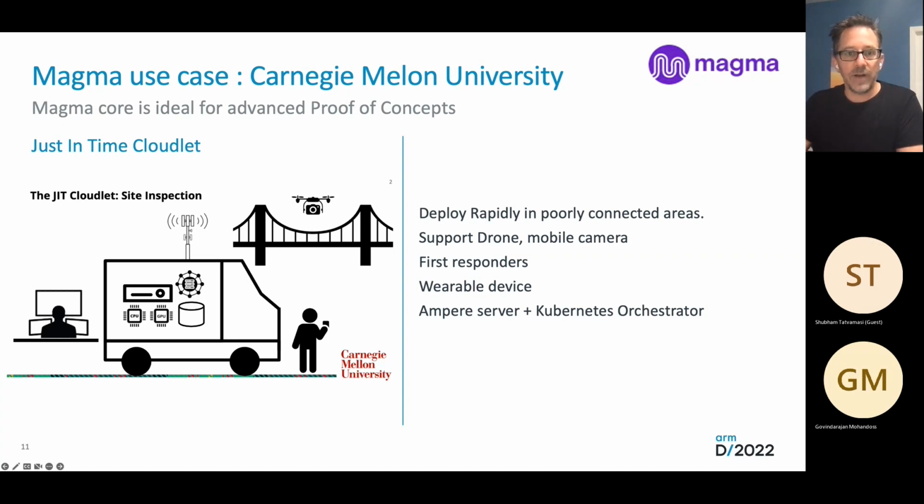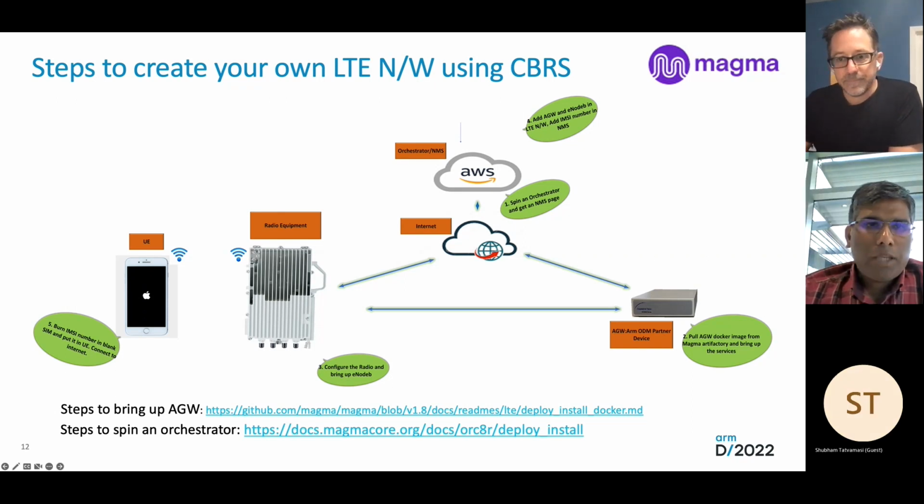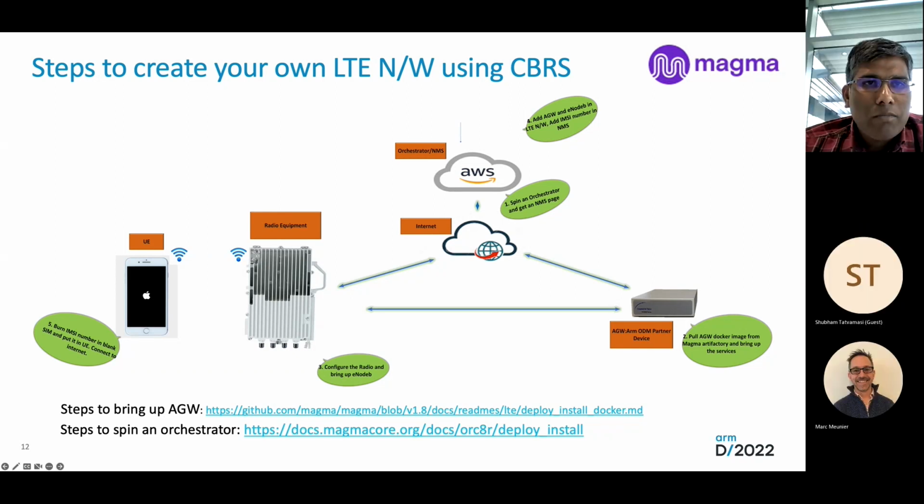I'm going to pass it over now to Govind to go over the steps to create your own LTE network. Thanks, Mark. Yeah, hello again. So now I'm going to discuss with you the steps to create your own LTE network using the CBRS spectrum. And as I said before, it's an unlicensed spectrum and it's free to use in the USA. So this is the setup that I have in my lab here.